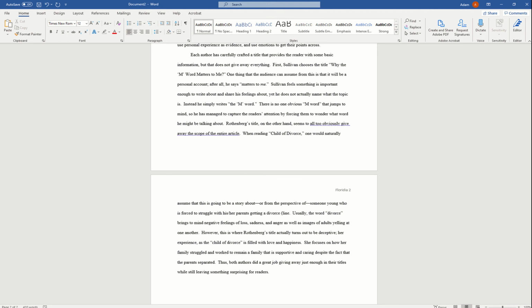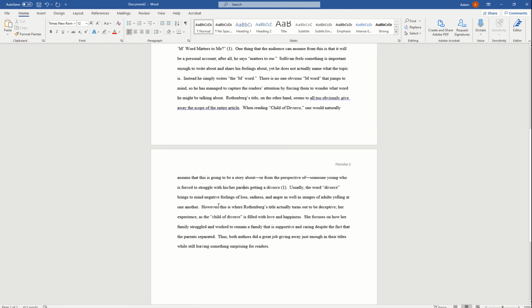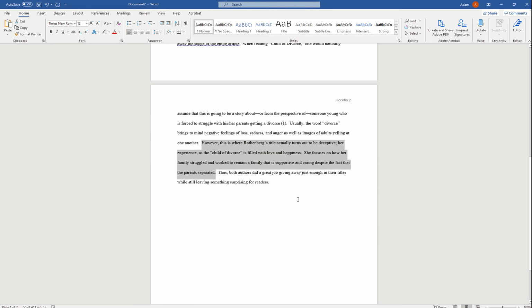But because they're the titles, they're not numbered. If that's what it would look like, I would put at the end of the sentence the line where it came from. Never count line numbers. If the document doesn't already have it in it, then you would just do page number. So I suppose I could do this 1, and then that means page 1. That is probably what I should do since the title is on page 1. So this sentence, for Sullivan chooses the title, Why the M Word Matters to Me, that's on page 1. So I did that. So I quote her title, and then I explain how it's intriguing. And then I use a concluding sentence. Both authors did a great job giving away just enough in their titles while still leaving something surprising for readers. I'm going on a little over.